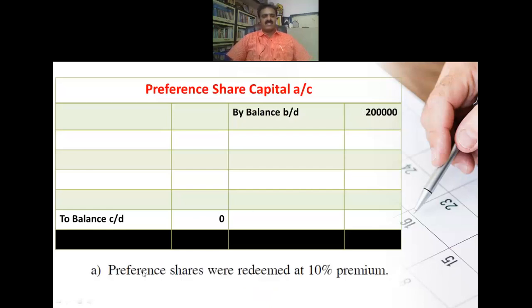The adjustment says that preference shares were redeemed at 10% premium. That means the value of 2 lakh rupees in the beginning has become 0, meaning the entire 2 lakh rupees has been redeemed. It is paid back.